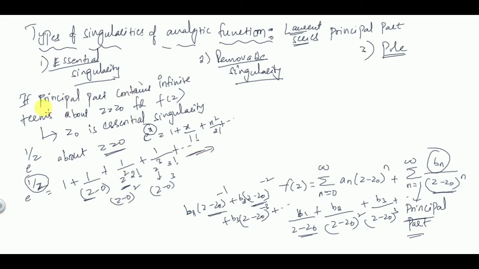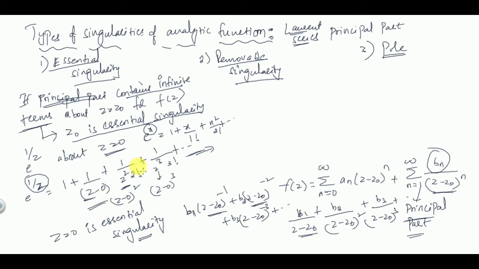That means the principal part, all these are negative powers. Negative powers means principal part. So the principal part is containing an infinite number of terms. Therefore z naught is called an essential singularity. So here z is equal to 0 is an essential singularity. Okay, so this is what essential singularity is.